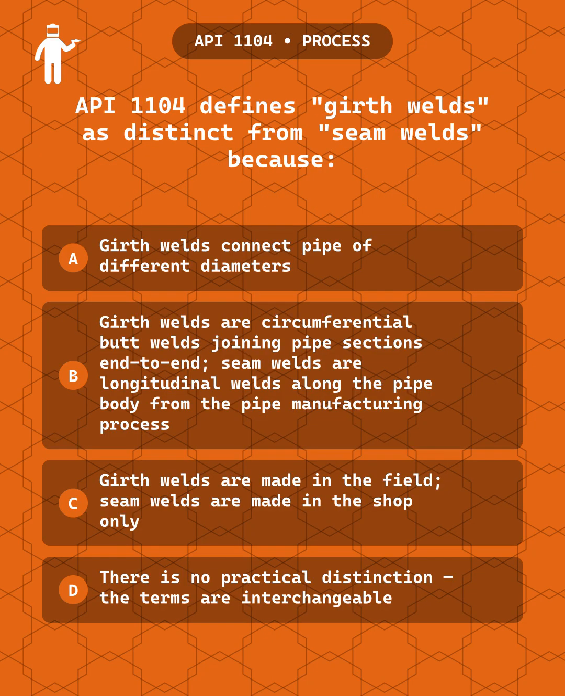Question 6. API 1104 defines girth welds as distinct from seam welds because A, girth welds connect pipe of different diameters, B, girth welds are circumferential butt welds joining pipe sections end to end, while seam welds are longitudinal welds from pipe manufacturing, C, girth welds are field welds and seam welds are shop only, or D, there's no practical distinction and the terms are interchangeable.